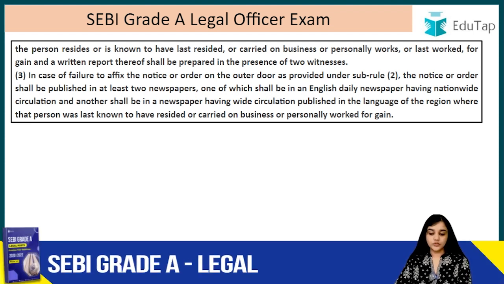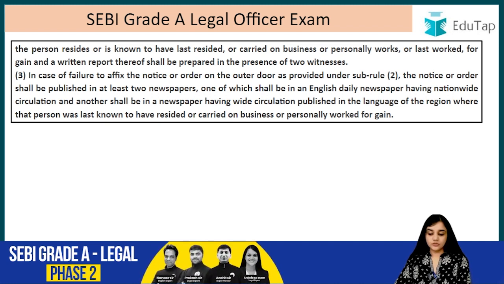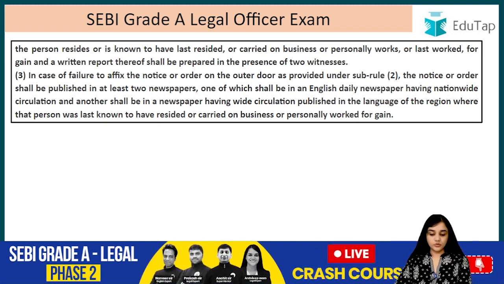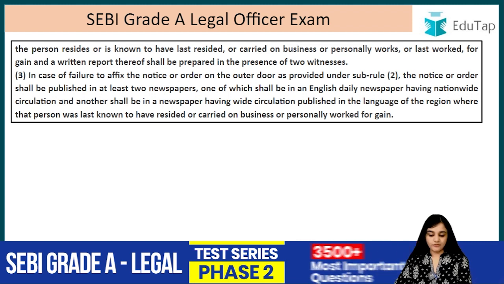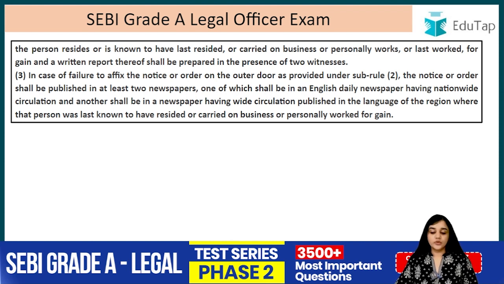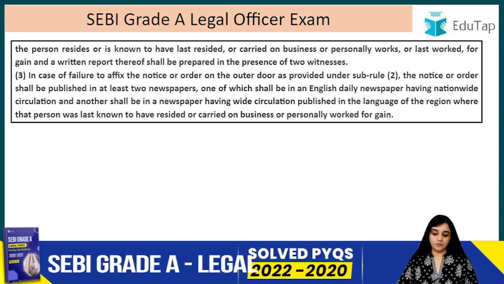In case of the failure to affix the notice or order on the outer door as provided under sub-rule 2, the notice or order shall be published in at least two newspapers, one of which shall be in an English daily newspaper having nationwide circulation, and another shall be in a newspaper having wide circulation, published in the language of the region where that person was last known to have resided or carried on business or personally worked for gain. So in that case, it will be published in at least two newspapers, one being the English, that is the nationwide newspaper, and the other one being a regional language newspaper, right?